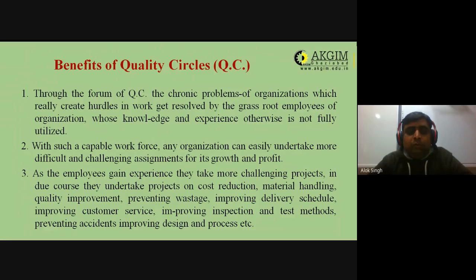Okay, so you may work upon cost reduction, material handling, how to handle material, how to manage inventory, how to deal with quality, how to prevent waste, various types of waste, how to improve delivery schedule, how to improve customer service, and how to incorporate an inspection and testing mechanism in your organization, and how to prevent accidents to make your organization much safer and more secure for the rest of your employees or colleagues. Okay, so improving design and processes, etc. So these are some areas where you may deploy quality circle for the purpose. Okay, so these are some benefits.